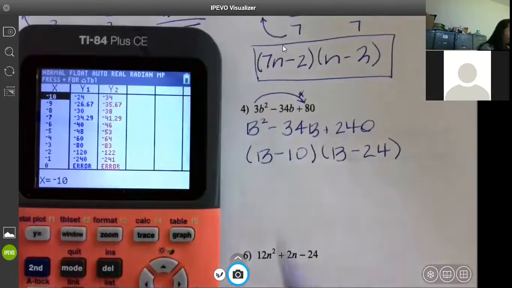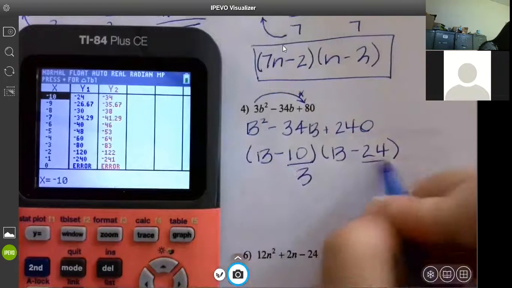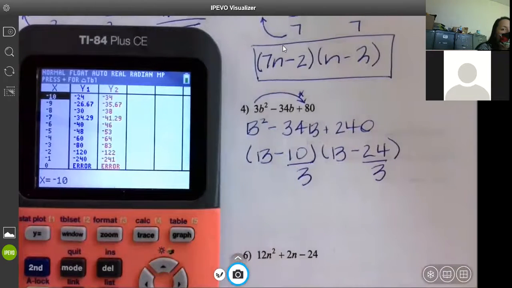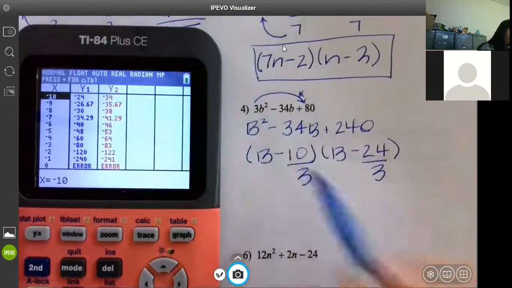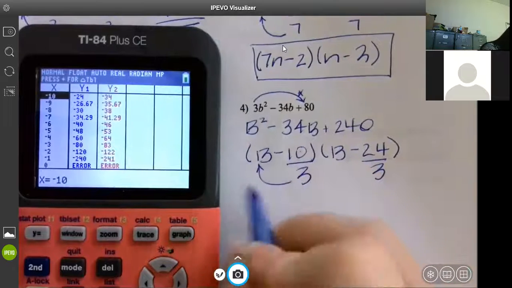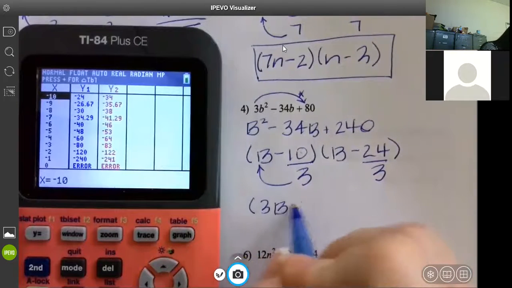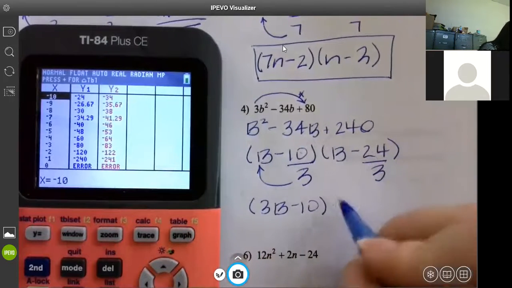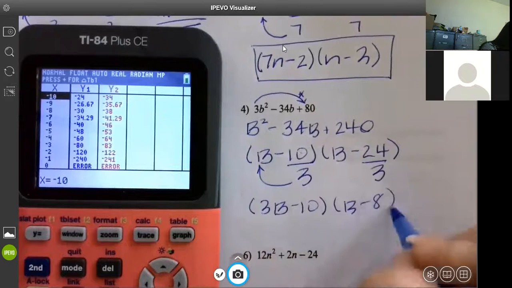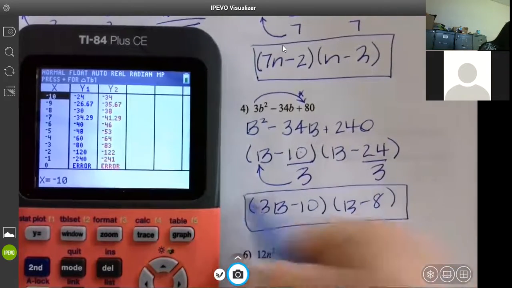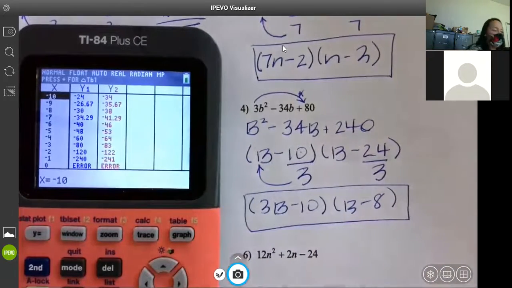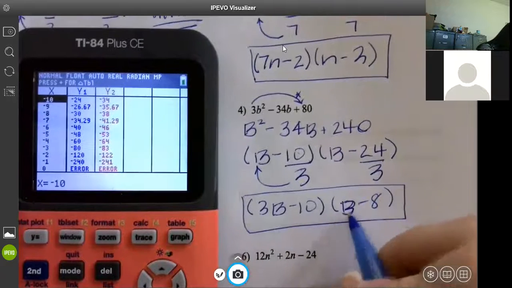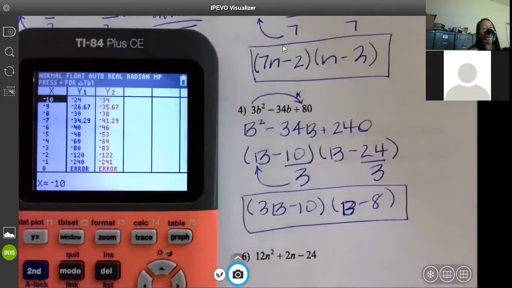We did slide. Now we divide. 10 over 3 will not reduce, so we put the 3 in the front. And then 24 divided by 3 is 8. And that's it. The b, sorry. Terrible writing today.